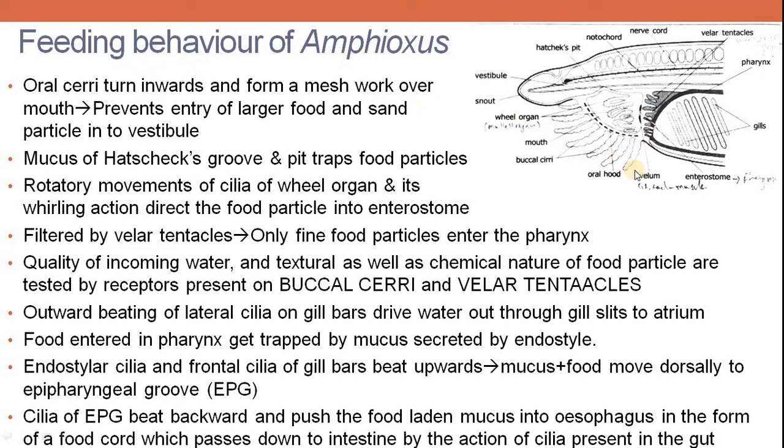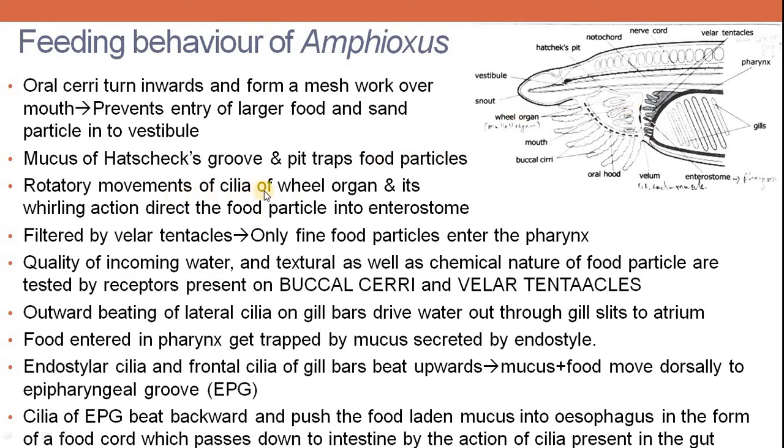The oral cirri will turn inward and form a mesh-like structure. They will cover the mouth partially, and prevent the entry of larger food and sand particles into the buccal cavity or vestibule. Okay. The mucus of Hatschek's groove and Hatschek's pit traps the food particles. Hatschek's groove is a mid-dorsal ciliated longitudinal ridge on the wheel organ, and its terminal depression is called Hatschek's pit. Both of these, groove and pit, secrete mucus. They will trap the food particles.